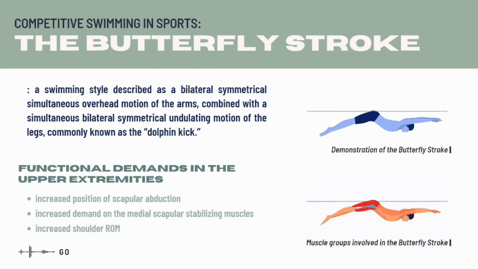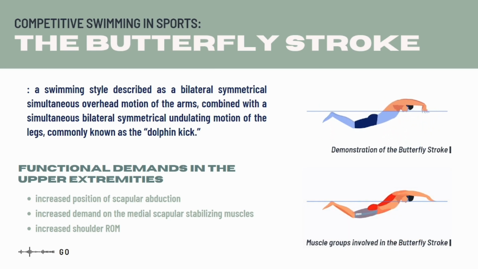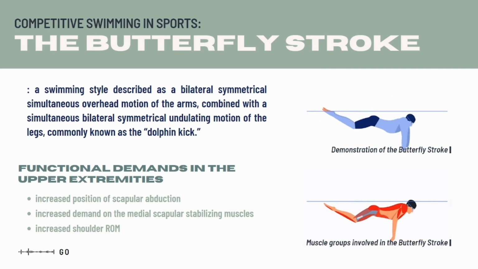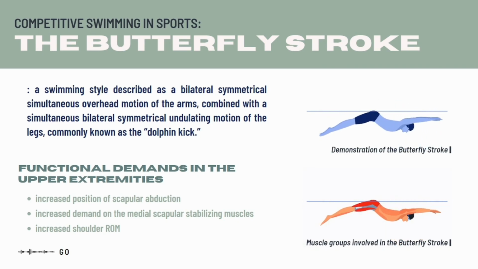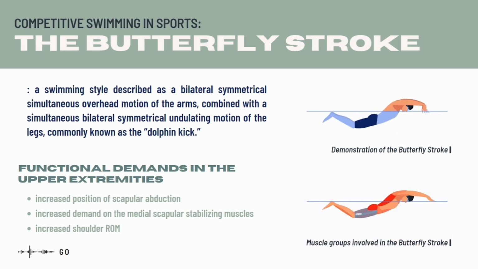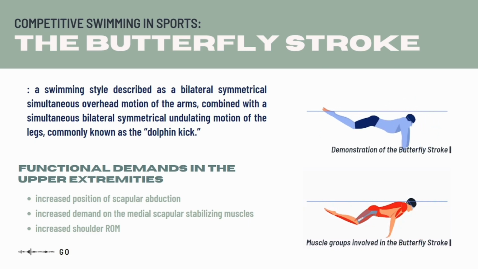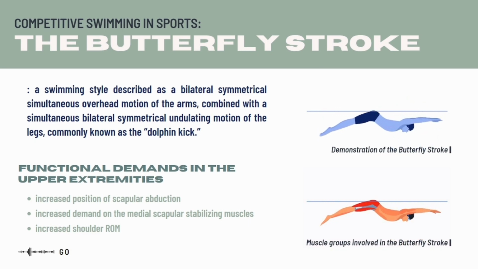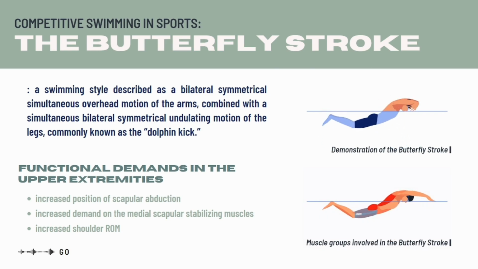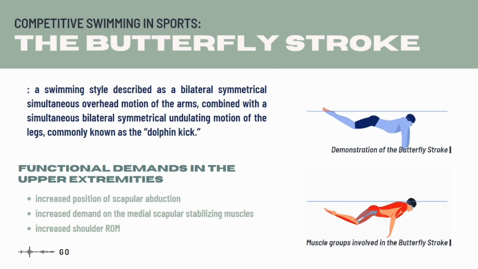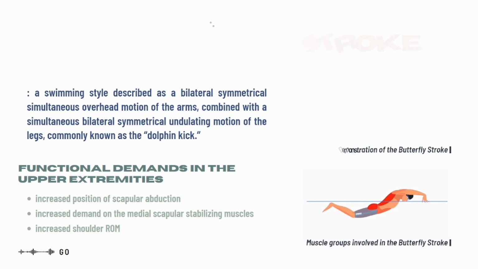Focusing on the biomechanics of the upper extremities, the lack of rotation of the torso increases the need for scapular protraction and abduction in order for the arms to achieve depth in the water, which is necessary to create a powerful stroke. So essentially, the functional demands specific to the butterfly stroke require an increased range of shoulder motion.